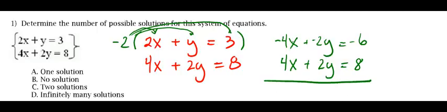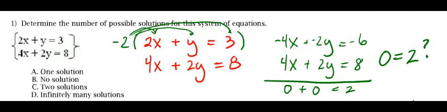Except something interesting happens here. I have negative 4x and that makes 0. And I get negative 2y and that makes 0. And over here I get negative 6 and 8 and that makes 2. I get something that says 0 equals 2. Is that ever true? No, it's not. This is a false statement. And I want you to remember what false statements mean.